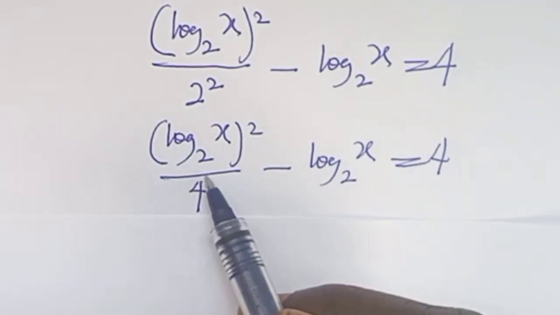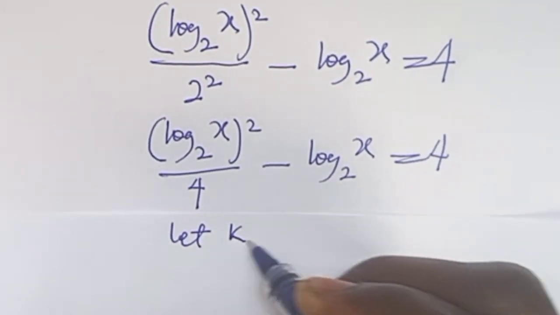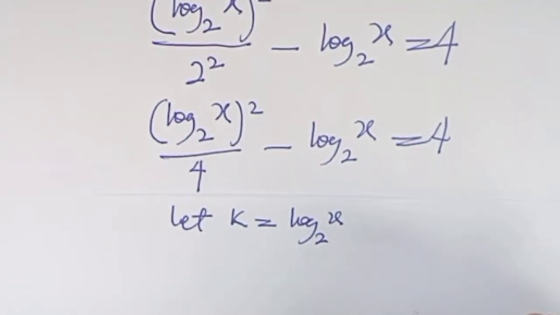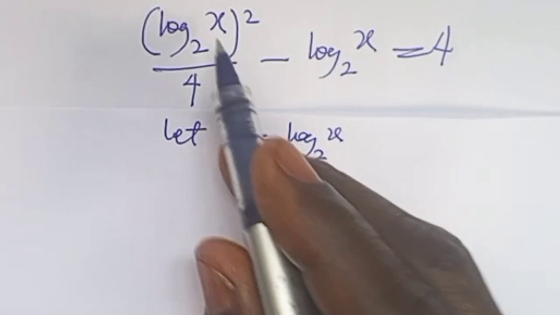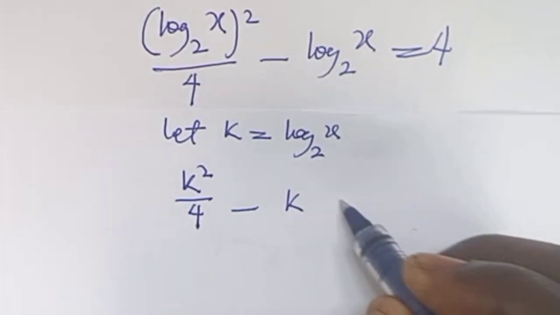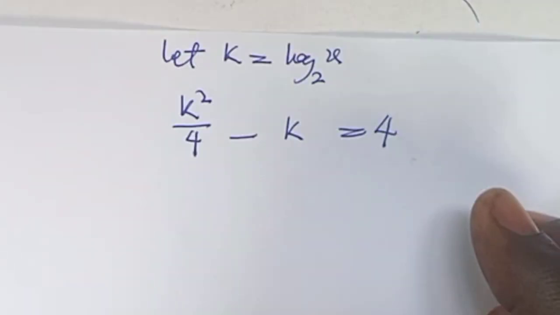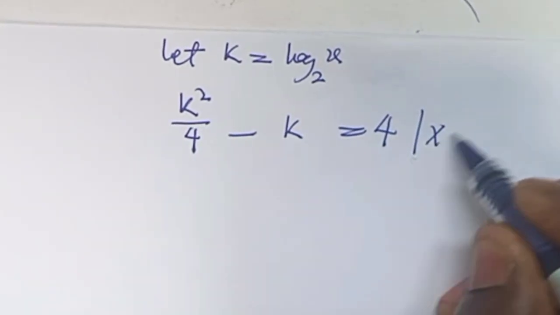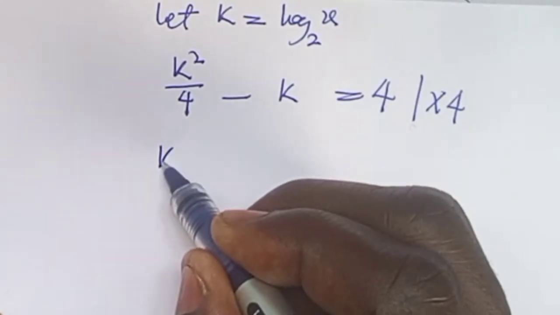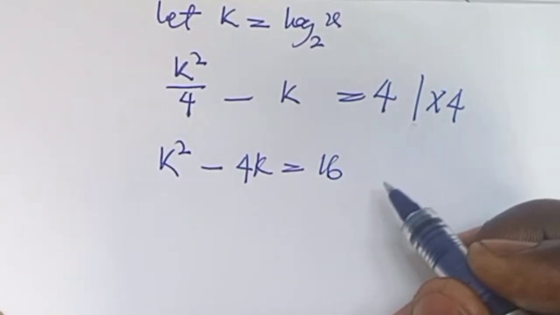Here we have log x base 2 and log x base 2. So we can let k be represented as log x base 2. So our equation becomes k to the power of 2 over 4 minus k is equal to 4. So let's multiply through by 4 so that we can remove this. Then our equation becomes k to the power of 2 minus 4k equals 16, and we're fine.